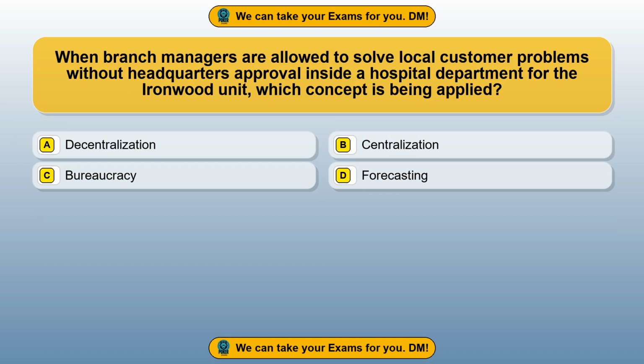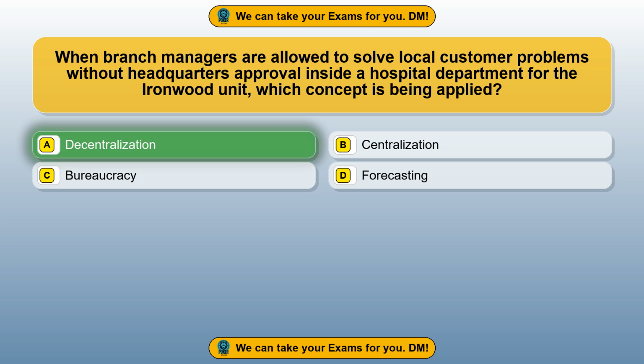Question 16. When branch managers are allowed to solve local customer problems without headquarters approval inside a hospital department for the Ironwood unit, which concept is being applied? Option A, decentralization. Option B, centralization. Option C, bureaucracy. Option D, forecasting. The correct answer is option A, decentralization.